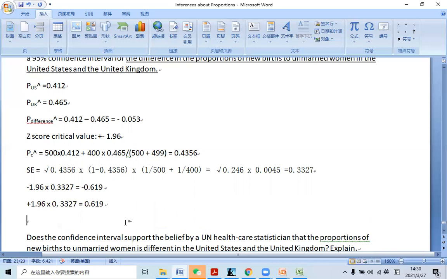The confidence interval is pretty wide, so it could be that either the US has 60% fewer or the UK has 60% fewer single moms.